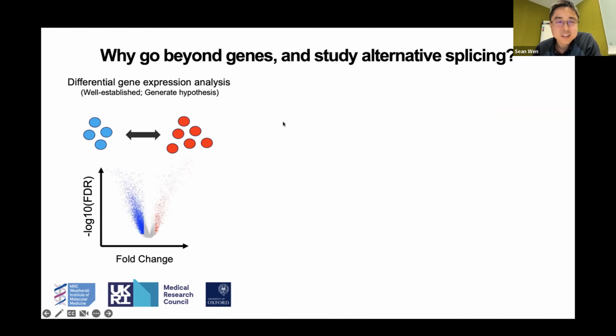Another reason why we should go beyond genes and study alternative splicing is because when we do differential expression analysis, we probably will get certain genes that are differentially expressed. Over here, if we do, let's say, a differential expression analysis between two cell populations or between two sample groups, you will get this really nice volcano plot where the genes that are upregulated are in red and the genes that are downregulated are in blue.